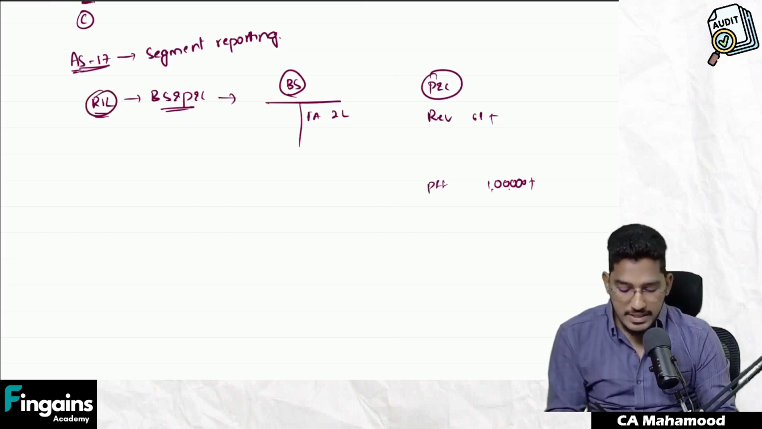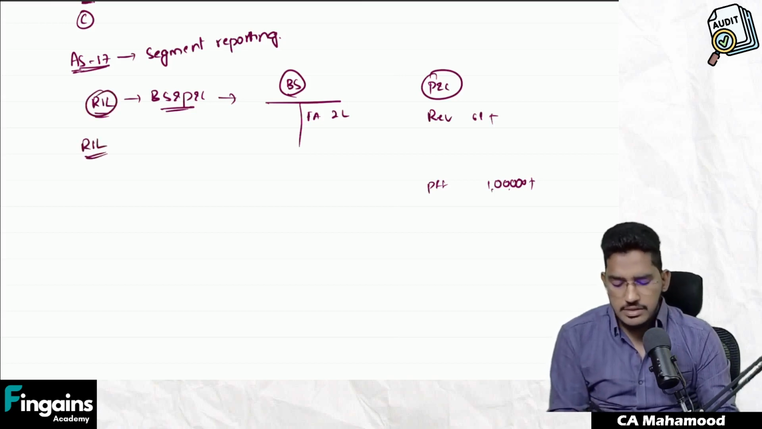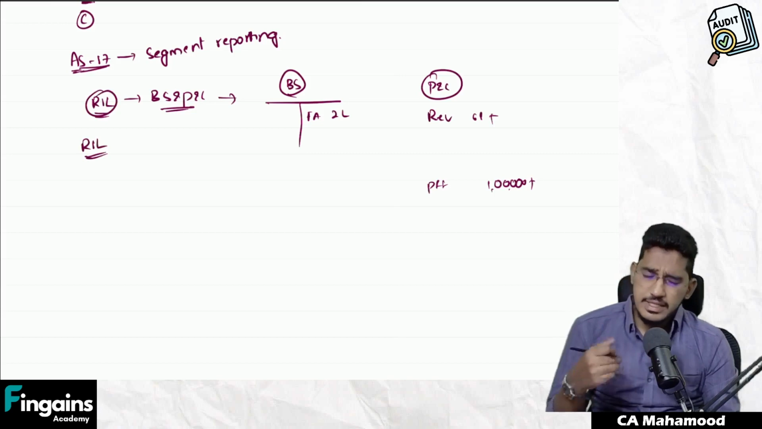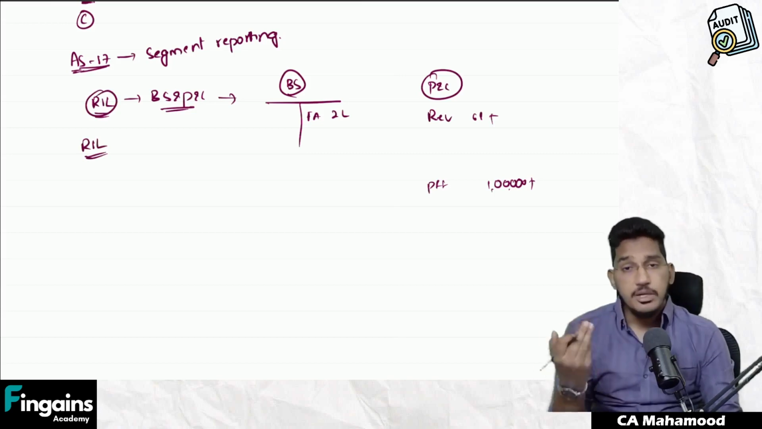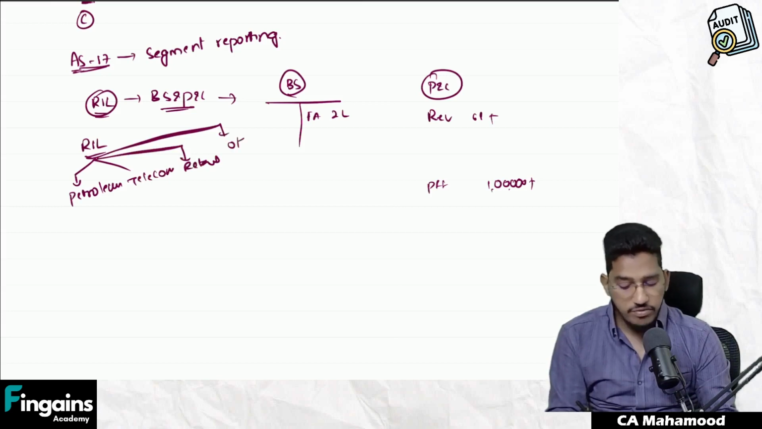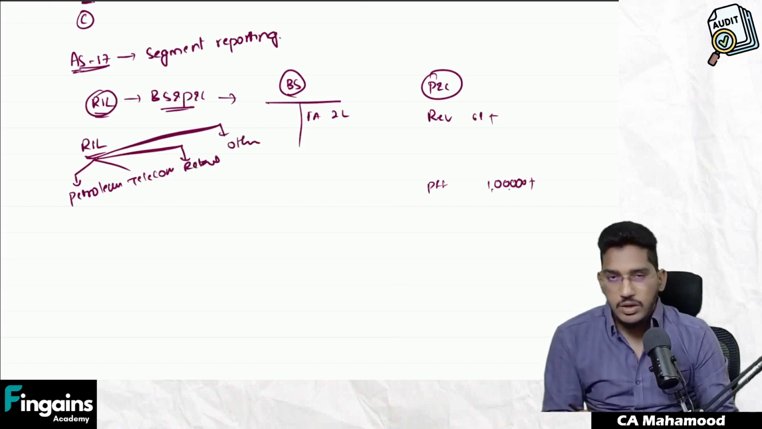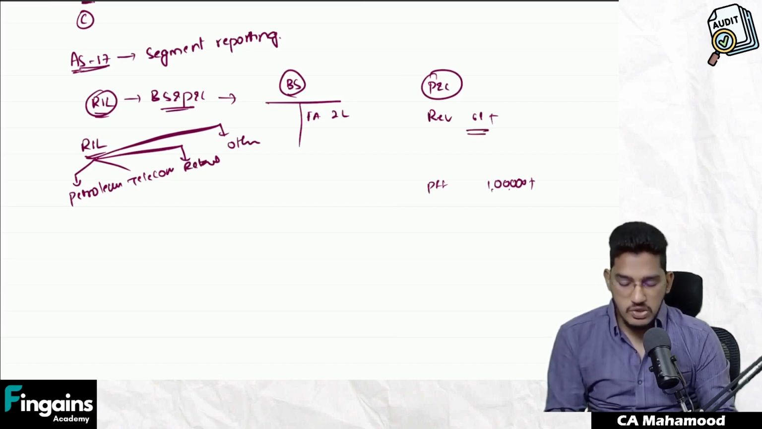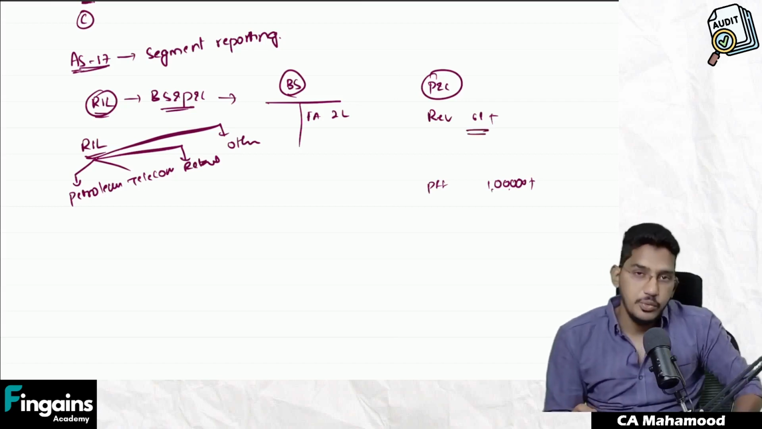But as we know, Reliance Industries Limited is deriving its revenue from multiple businesses. The main businesses are petroleum business, telecom business, retail segment, and also various other kinds of businesses. Now, what AS 17 says is that the entire financial performance of the company should be divided segment wise.